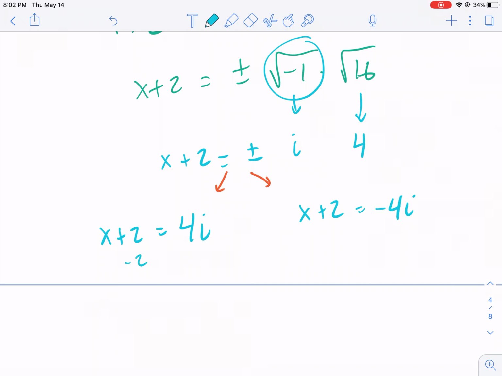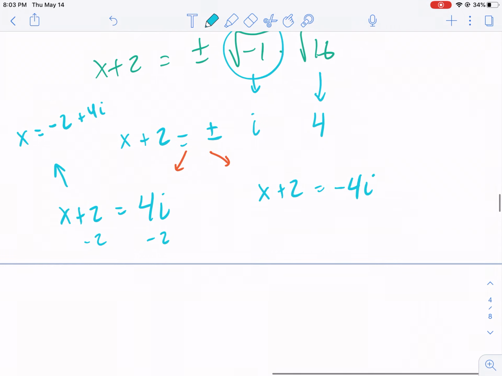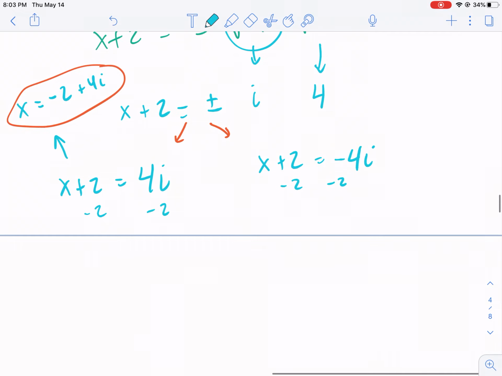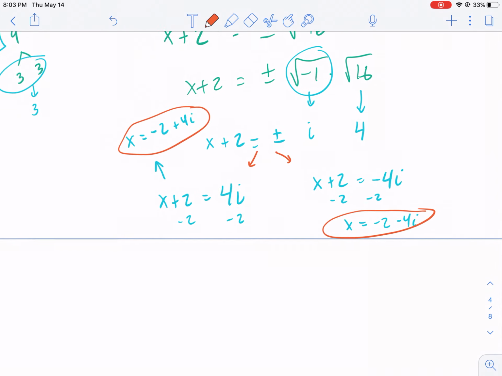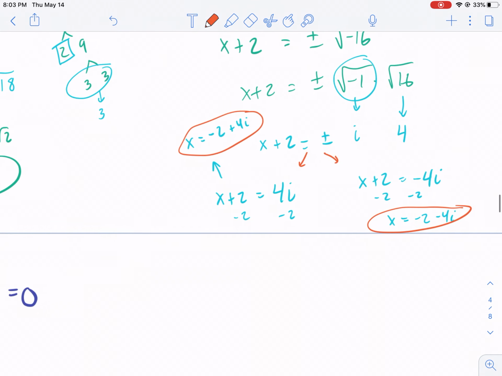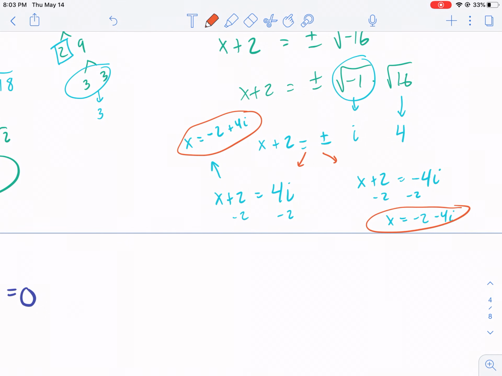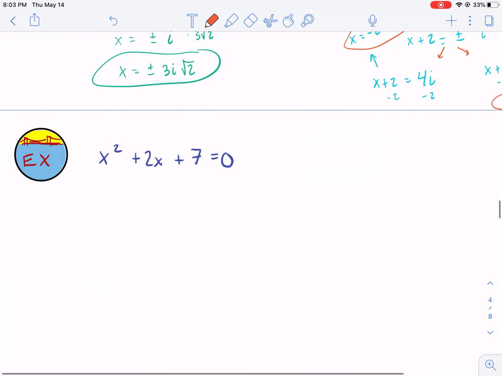We're going to solve for each of these, subtracting 2 from both sides, and we get one answer: x equals, and technically with complex numbers, you should write the real part first, negative 2 plus 4i. There's one answer. Let me circle that in orange. It'll stand out a little bit more. Okay, and then we're going to do the same thing over here. We're going to subtract 2, and we get x equals negative 2 minus 4i. The real part goes first. We have the orange. There we go. So we have two answers just like we did before, but now we have to deal with the i component where we didn't have to deal with that before.